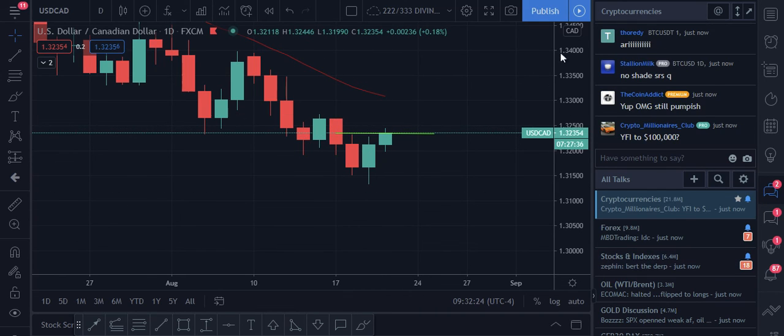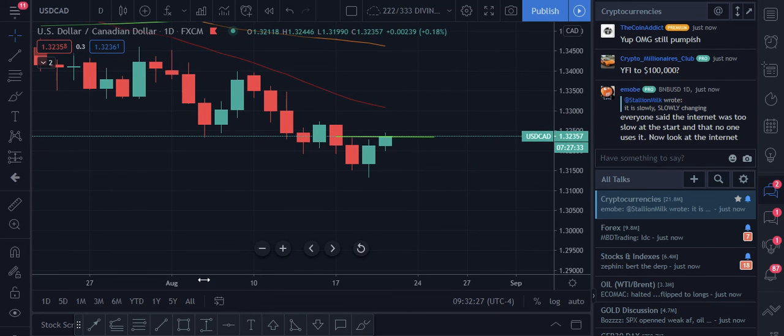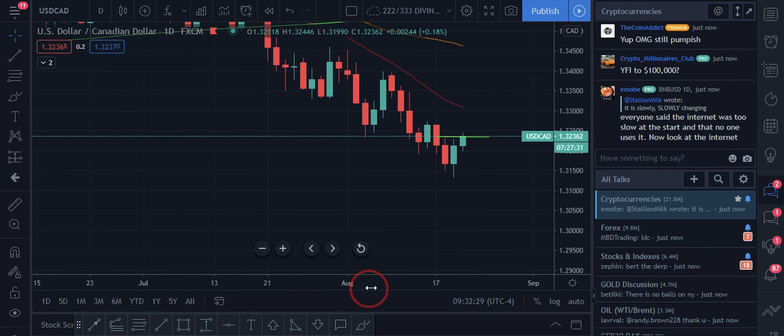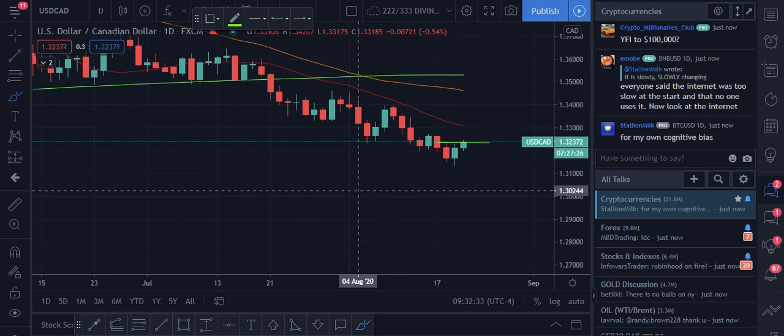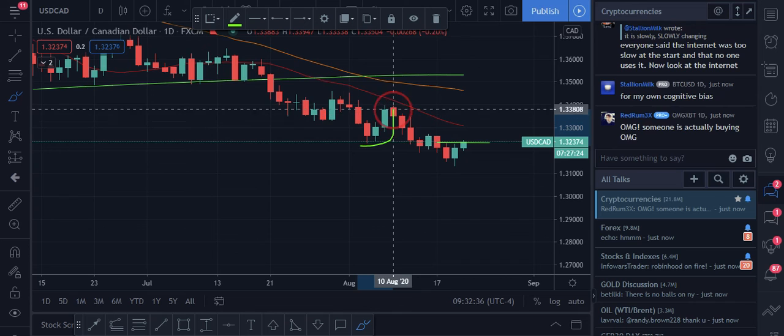Okay, so this could be, we want to see something similar to this right here. See this pattern?